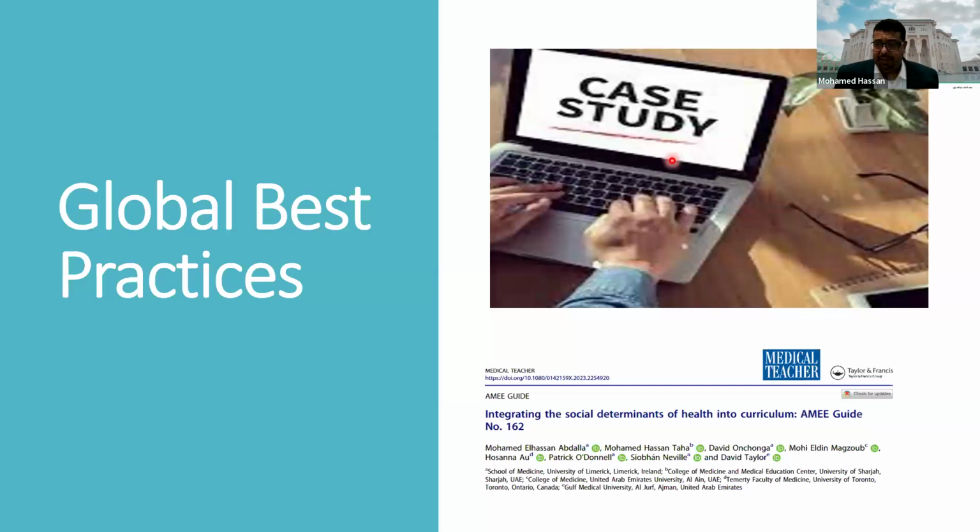So now let us see together some case studies in different medical schools across the globe where they adopt the integration of social determinants of health. I have brought these case studies from this AMEE guide that we published two years ago.